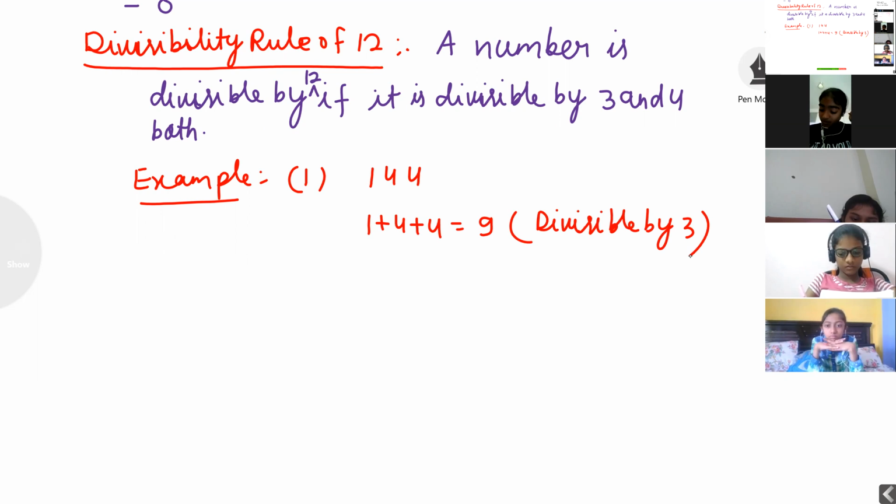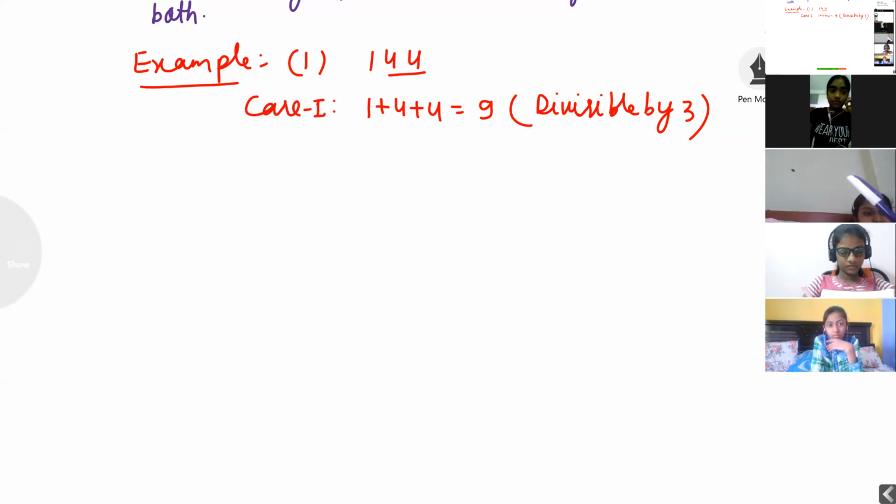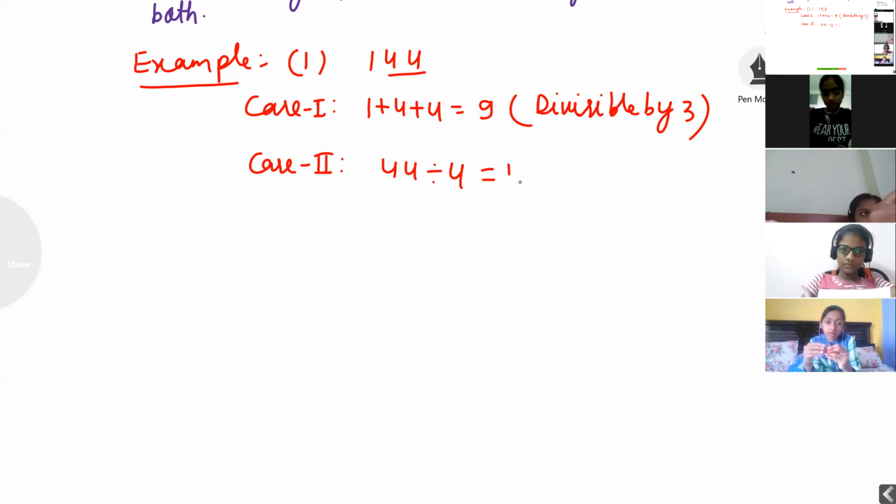Again, I want to check whether this number is divisible by 4 or not. How to check? If the last two digits are divisible by 4, then I can say that number is divisible by 4. The last two digits here are 44. This is case first. Case second: the last two digits 44 divided by 4. Yes, the answer is 11. This number is also divisible by 4.